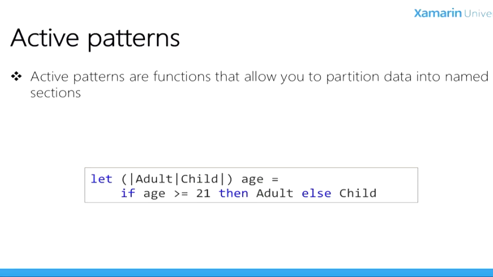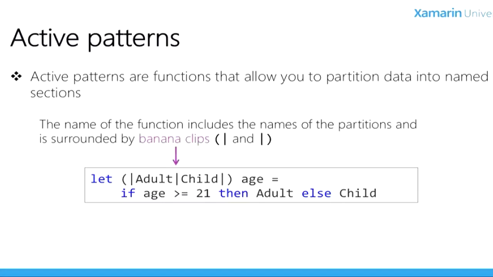And here we're defining an active partition function to determine whether a person is a child or an adult based on their age. And you'll notice the name of the function has what's called banana clips around the edges, which is really a special syntax that has all the partition names separated with vertical bars, with the whole function name surrounded by those parentheses and vertical bars. So they're referred to as banana clips because they look like the banana hair clips that you often put in your children's hair. And on their own, active patterns aren't really that interesting.